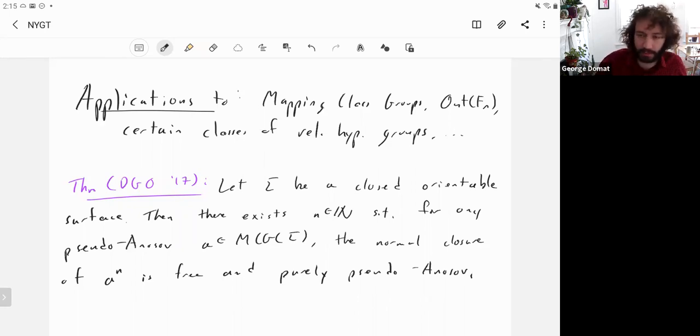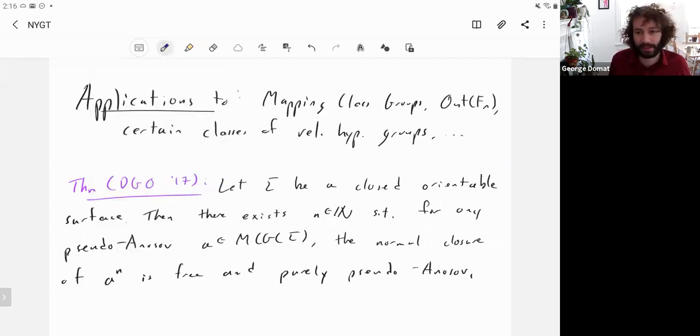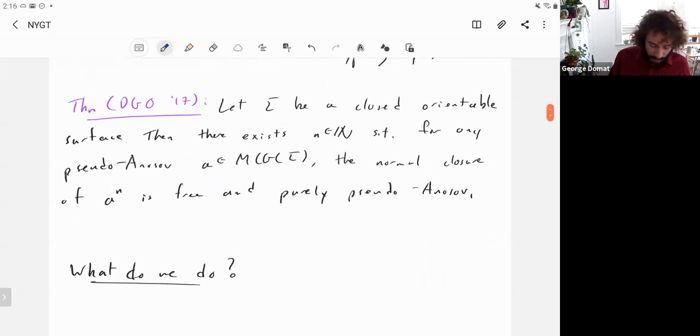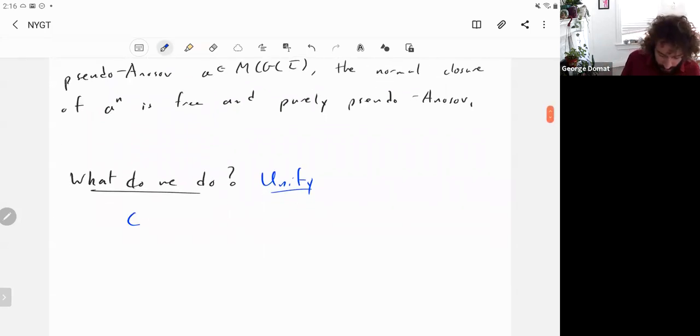So these are kind of powerful theorems. Great. So now what do we do? I've now only talked about other people's theorems. But what do we do? Well, what we do is we unify these two theorems. I mean, they look very similar. And really, what do we see? We see that this Clay-Mangas-Margulies theorem actually implies the DGO theorem, the Dahmani-Guirardel-Osin theorem.